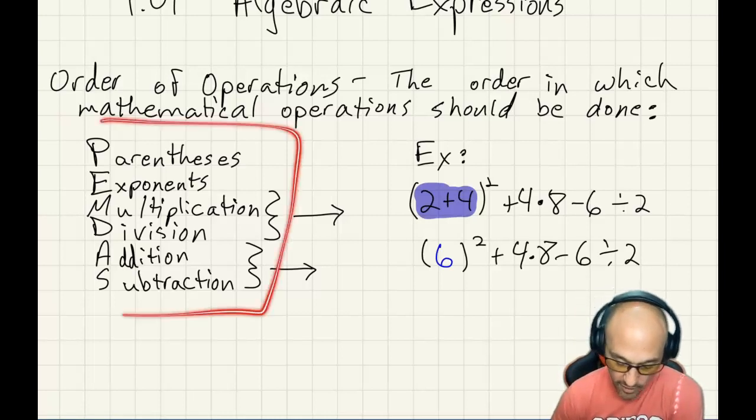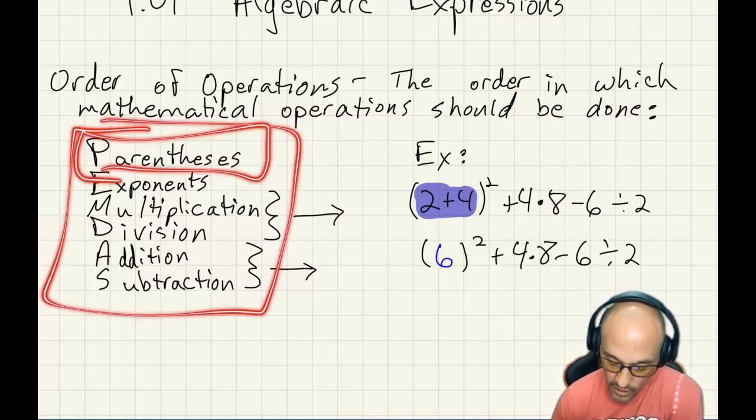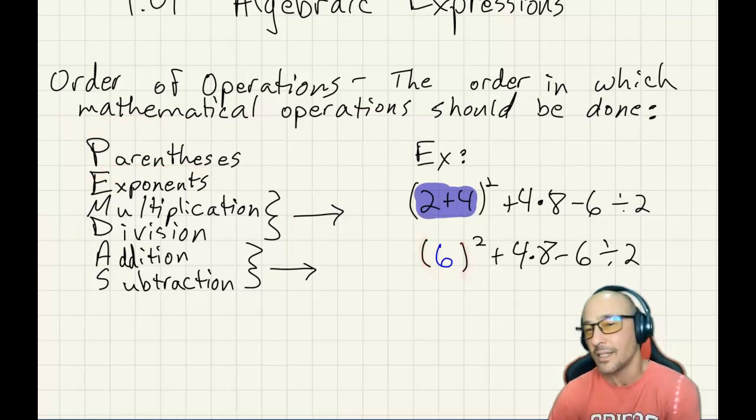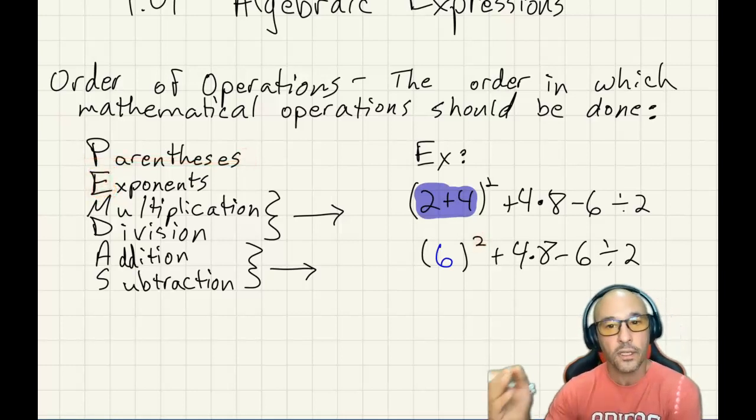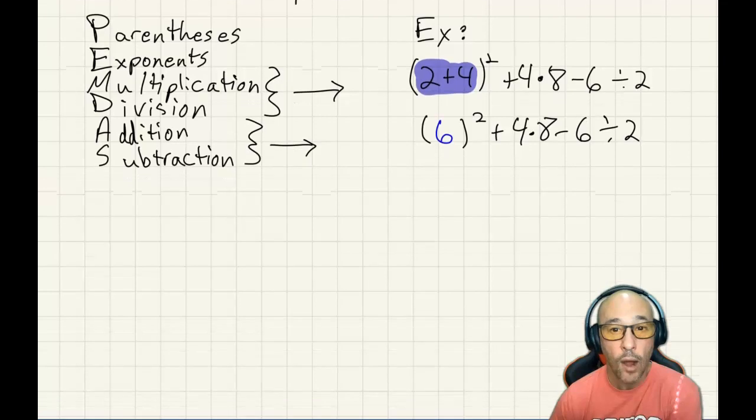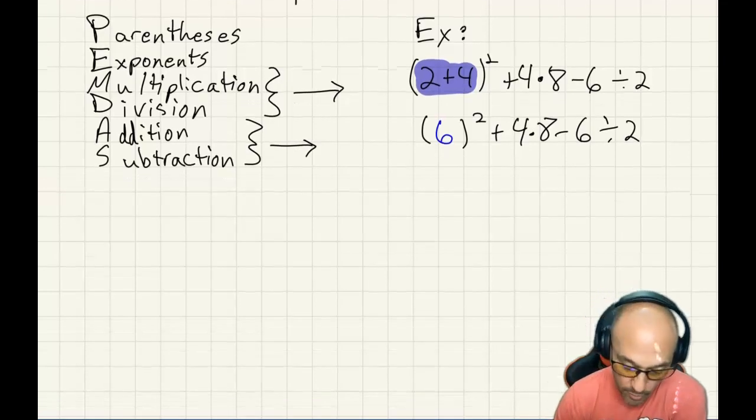Now I look back over here and I say, are there any more parentheses? Well, we have some parentheses, but it's just a number inside the parentheses. So our parentheses are done. So we're done with parentheses, and we ask, are there any exponents? And here is an exponent right here. Exponents are powers. So the power, we're squaring the number 6.